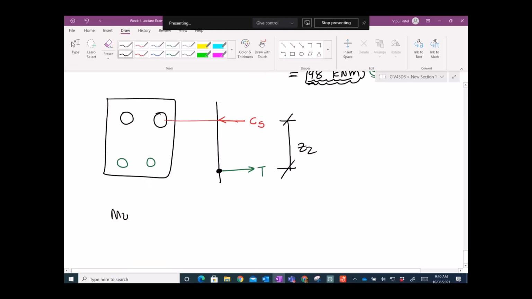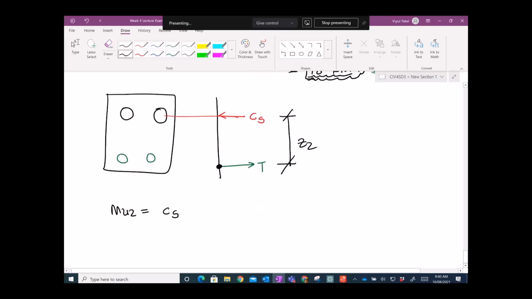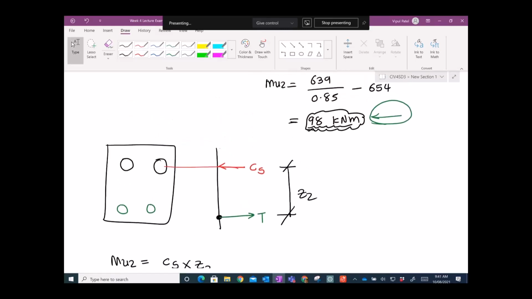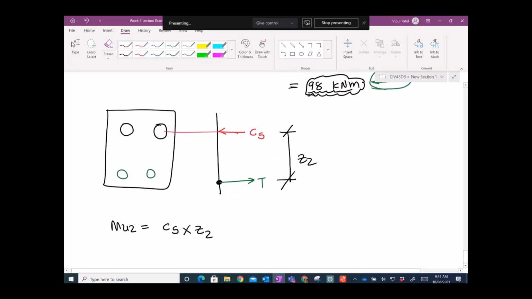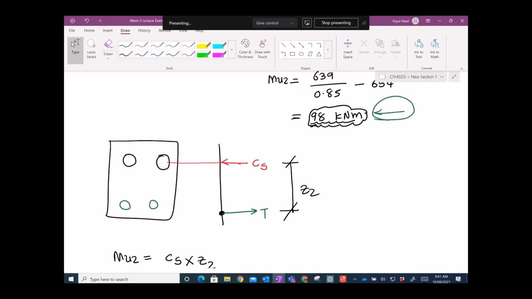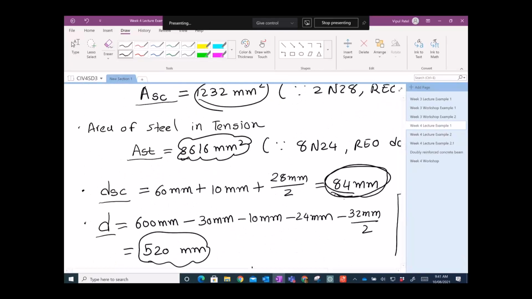So Mu2, which is the moment carried by this 98 kilonewton meters, is the force times the lever arm. The moment carried by this top reo is 98 kilonewton meters. This moment equals force times perpendicular distance. The force in the top reo is Cs and the lever arm is Z. Now let's calculate this lever arm Z. If you remember the position of the top reo from the previous examples, we calculated this dsc, I believe somewhere here, that is 84.